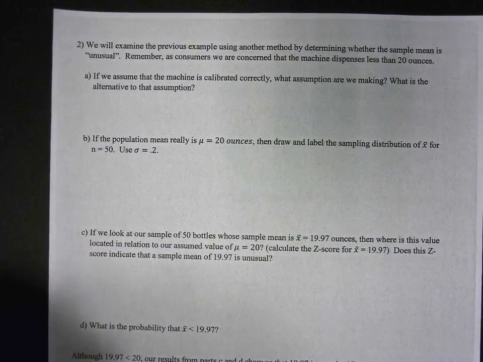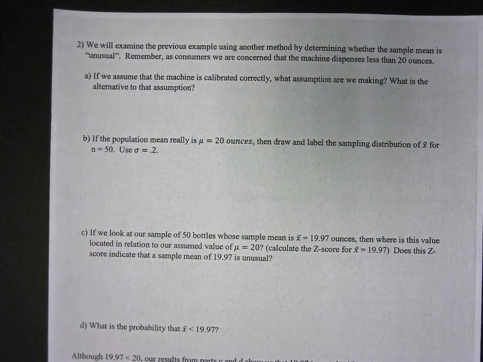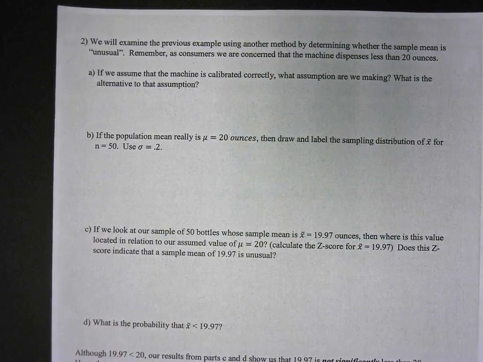We're going to look at that previous example using another method, by determining whether the sample mean is unusual. Remember, as consumers, we're concerned that the machine dispenses less than 20 ounces.